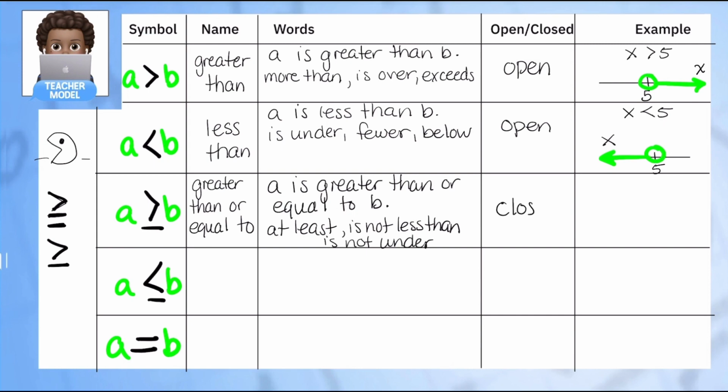But these are going to be closed circles. I'm going to show you what this means. What if I have x is greater than or equal to 5? Here's my number line. Here's 5. Here's x. I can include 5, so it could be equal to 5 and every number bigger than 5. That's how that works. And the same thing is going to go for its opposite, less than or equal to.